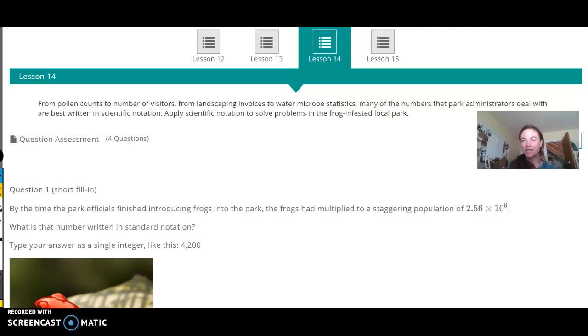Hi math students, it's Miss Carol, and we are still on Unit 3 project, Lesson 14, and we have 4 questions that apply to scientific notation that are kind of fun that we're going to dive into today.